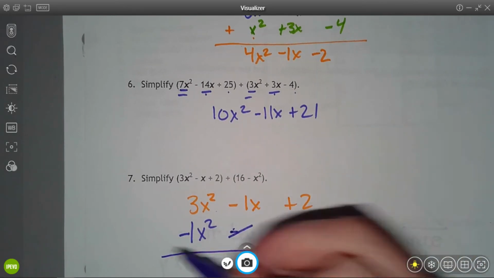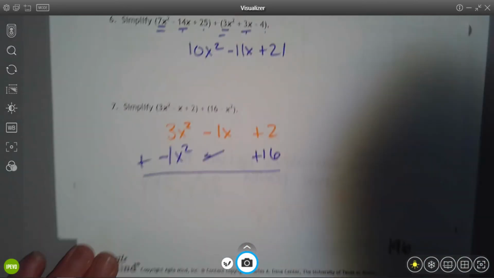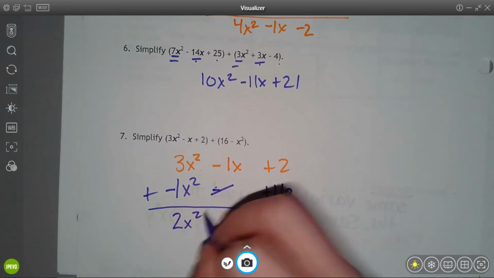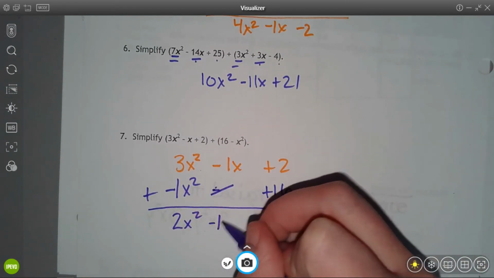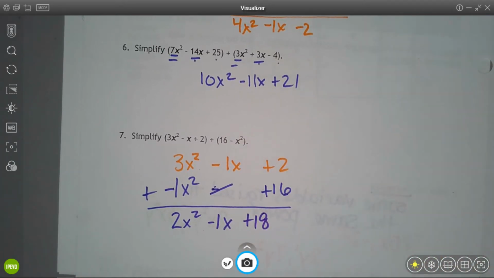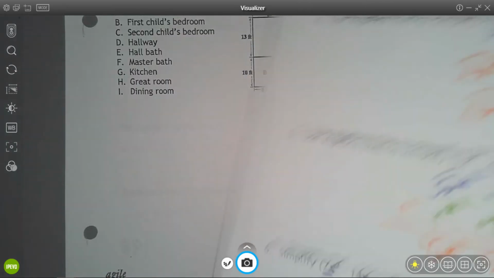Leave it blank. And again, we're going to add this. I've got 3x squared minus 1x squared to give me a 2x squared. Drop down that negative 1x. And 2 plus 16 is 18. Okay.